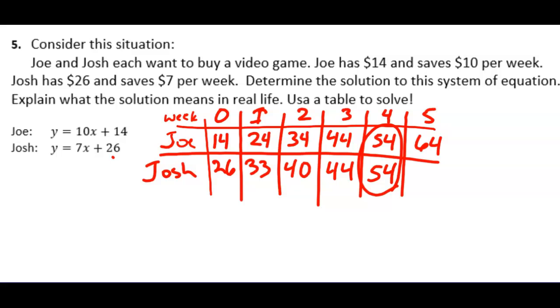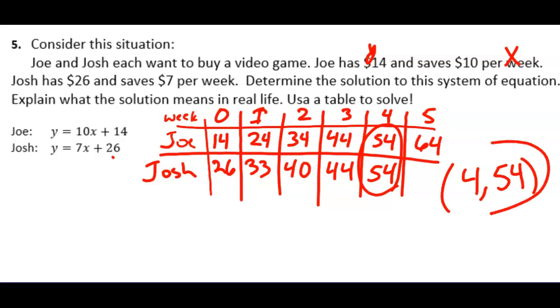So, how long is it going to take them? If our week is our X and our Y is how much they have, then we're good. At 4 weeks, they're both going to have $54 and they can go buy their game after 4 weeks of saving.